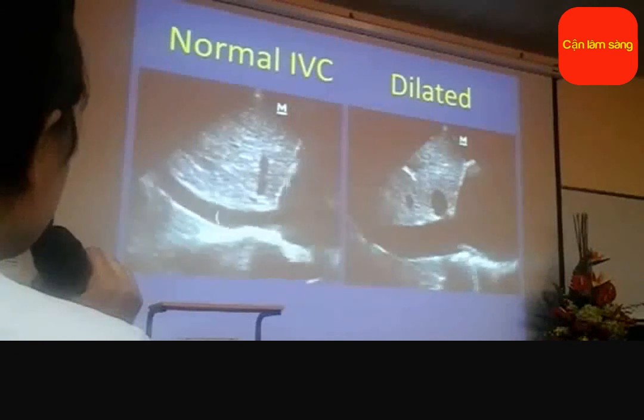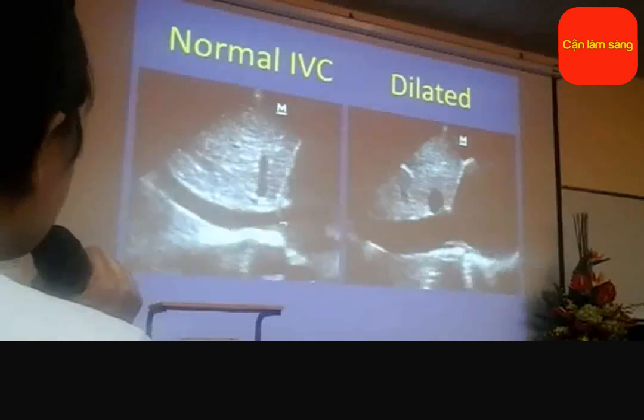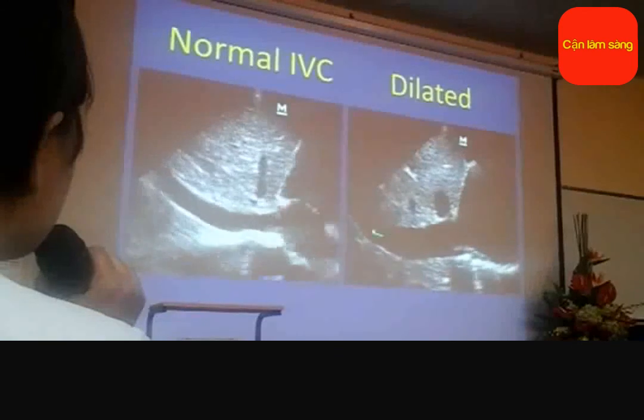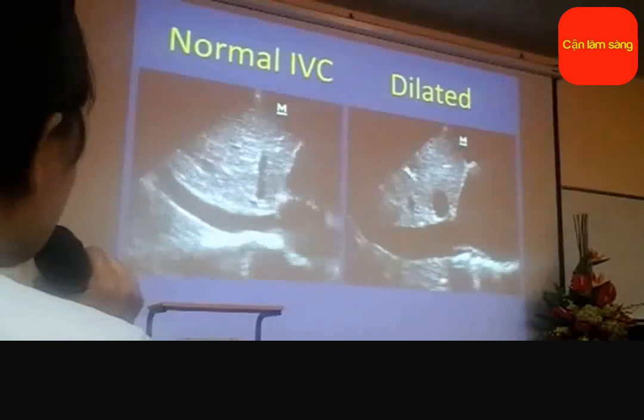And this is a normal subcostal IVC, inferior vena cava, into the right atrium versus a dilated IVC.